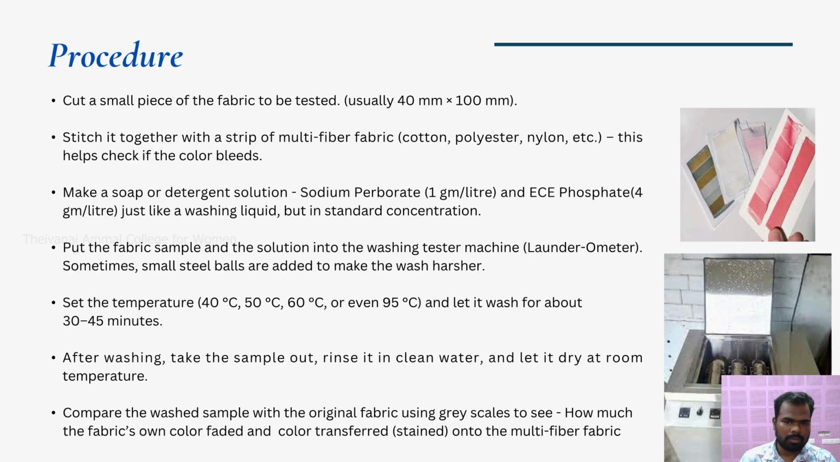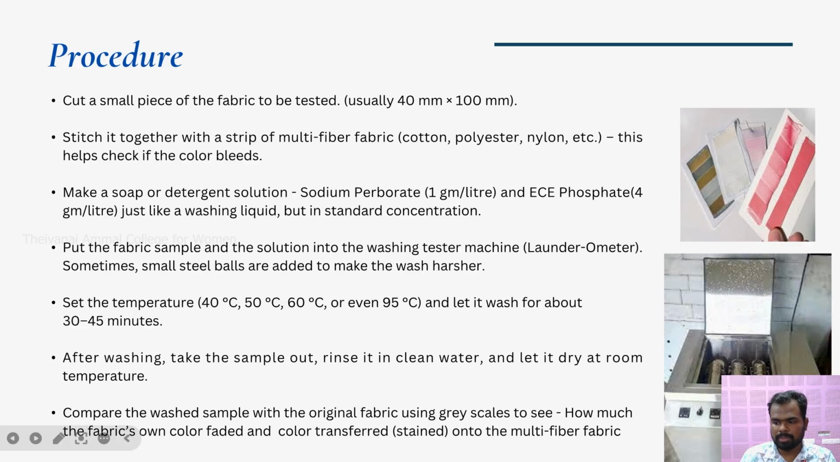The water ratio will be 1 gram per liter. Then you should add ECE phosphate 4 grams per liter and sodium perborate 1 gram per liter. After adding the water content, you have to add these two chemicals, and also you can add a foaming agent, and some other detergent you can also use.